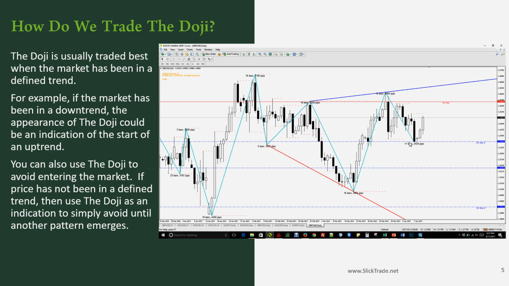another pattern emerges. In the example to the right, we see here, right here is our Doji, and we were following an overall downtrend, okay? Since this is the potential for a reversal, we would expect that if price broke the previous high, then we could go into an uptrend, okay? And that is what occurred in this example.